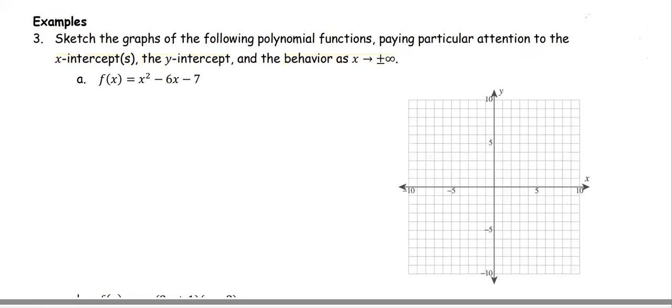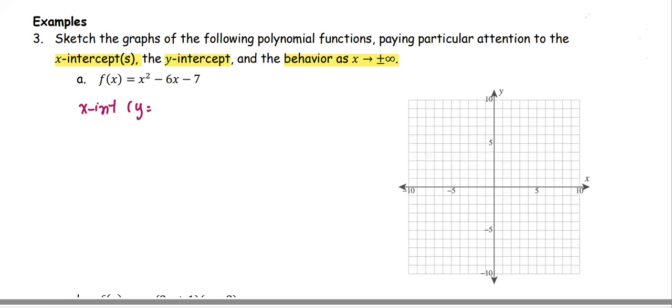So we're going to look at an example. Graph the following polynomial functions, paying particular attention to the x-intercepts, y-intercepts, and the behavior as x approaches positive and negative infinity. In part A, f of x equals x squared minus 6x minus 7. Start with finding the x-intercepts.